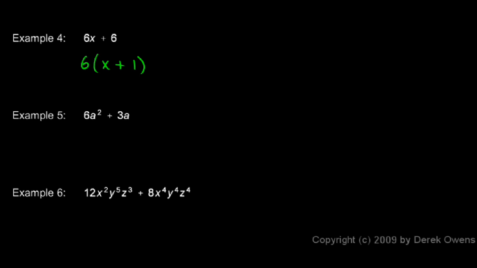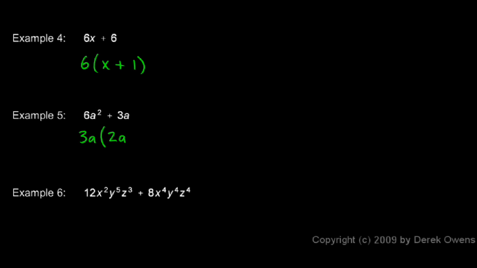In example 5, 6a squared plus 3a, you can easily see the a in each term, but if you realize this 6 is 2 times 3, then you realize there's a 3 in each term as well. So we factor out the 3 and the a. If I factor out a 3a, this first term becomes a 2a, and I get that by thinking, what do I need to multiply 3a by to give me this term?